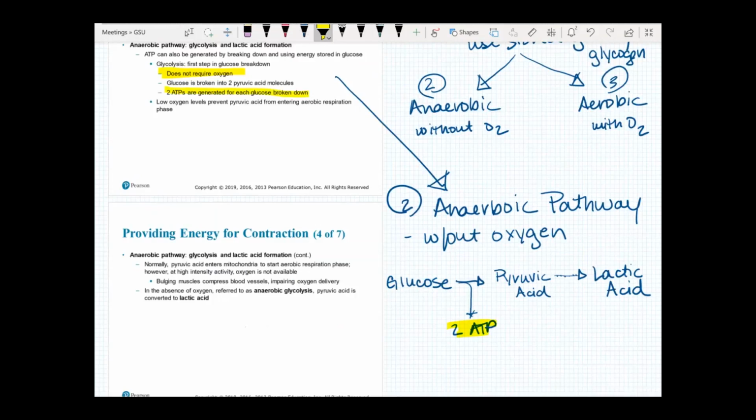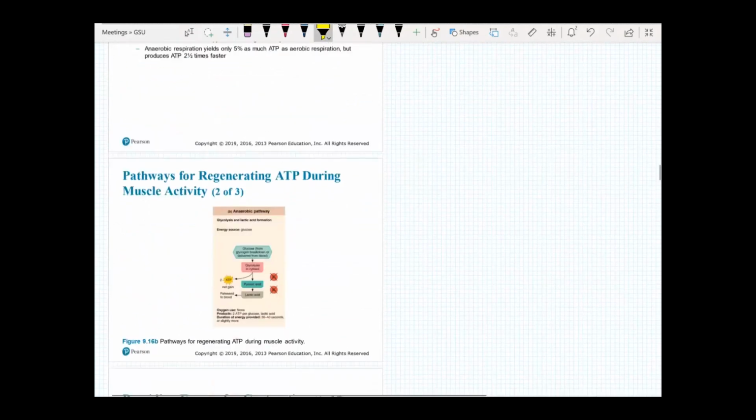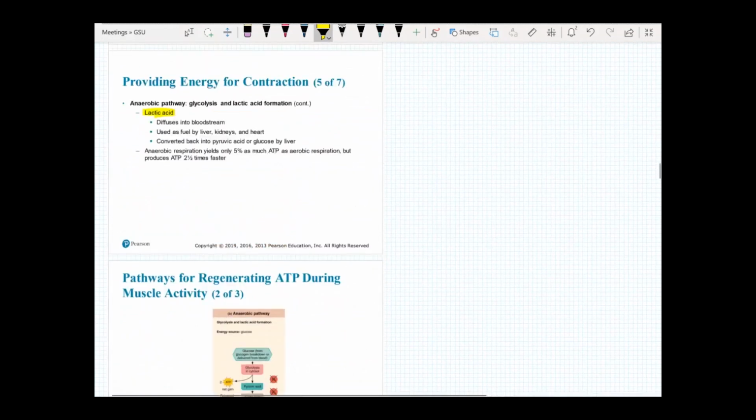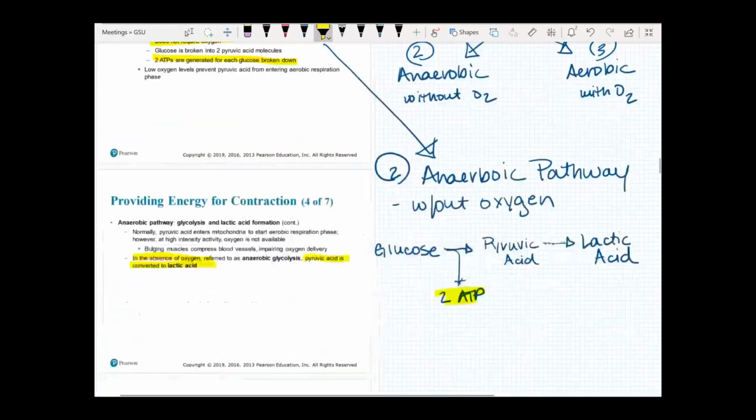So in the absence of oxygen, your pyruvic acid will be converted to lactic acid, and that will actually build up. This lactic acid will diffuse into the bloodstream. You'll use it for fuel. It can convert it back to pyruvic acid or glycolysis. It's awesome, but it will actually build up. So look at this information. I skipped over a couple things, so I want to go back and look at them. Aerobic does use glucose, so make sure you pick up on that.